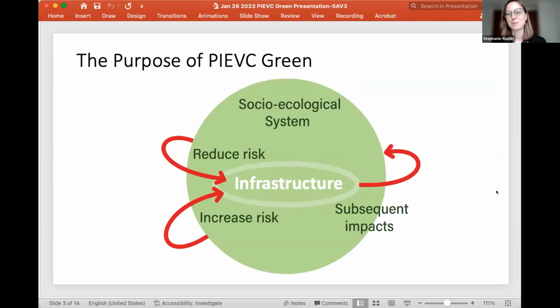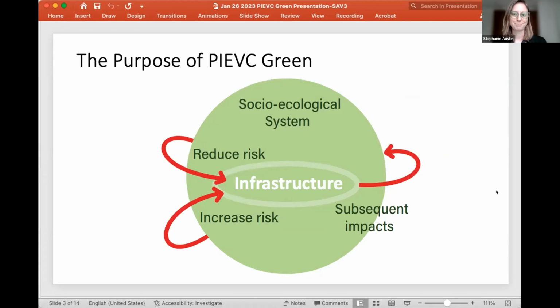Next slide. So the purpose of the PIEVC Green Protocol is to outline a process to assess infrastructure component responses to climate change impacts, same as the PIEVC protocol, but now also considering the broader social ecological system where the infrastructure is situated. So we're already seeing, and I've seen these from some of the PIEVC webinars going on, that many infrastructure owners, operators, and professionals are already considering the social ecological system to varying degrees when they're applying the PIEVC protocol. But now with the beta version of the PIEVC Green Protocol, we'll have a little bit more systematic guidance on how to do that.